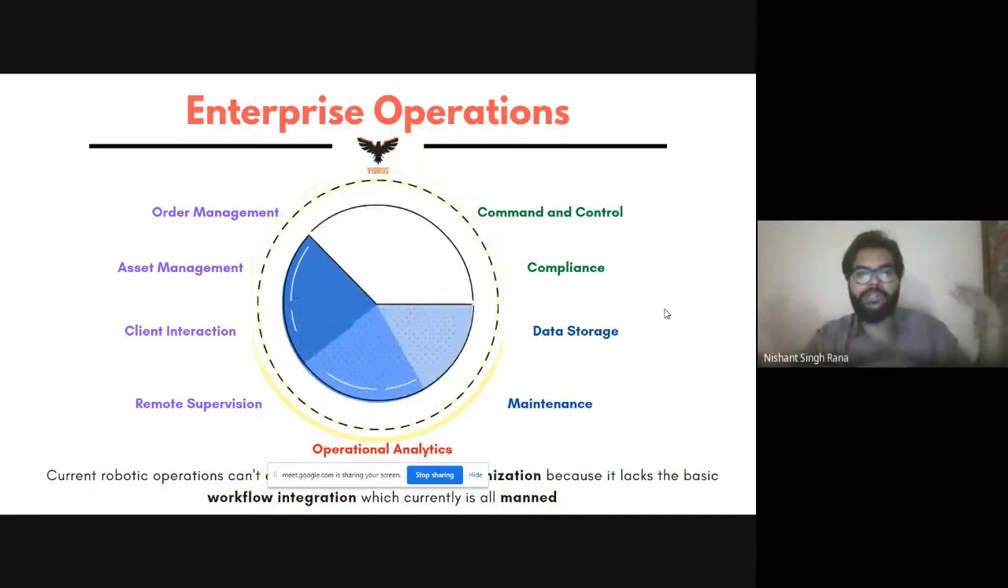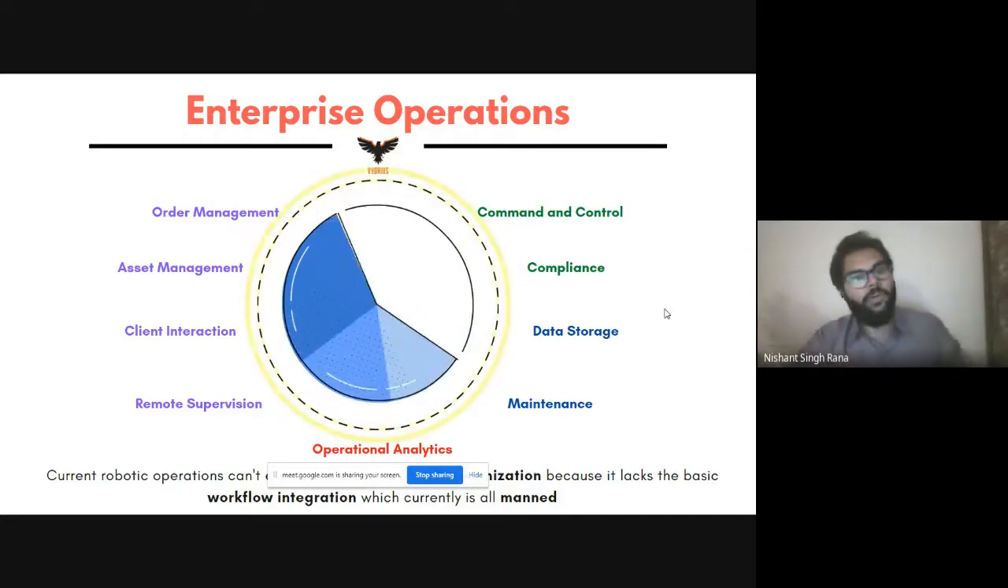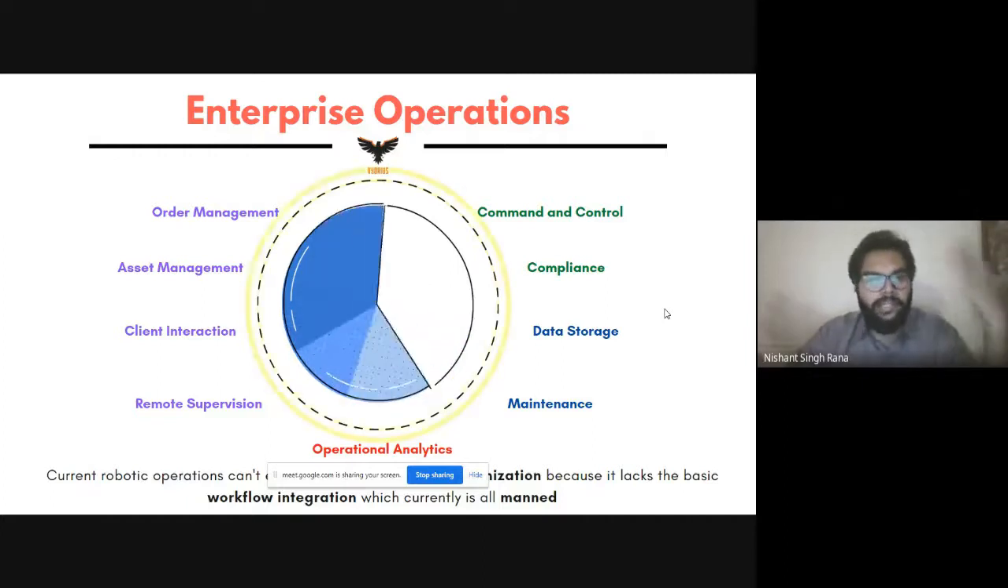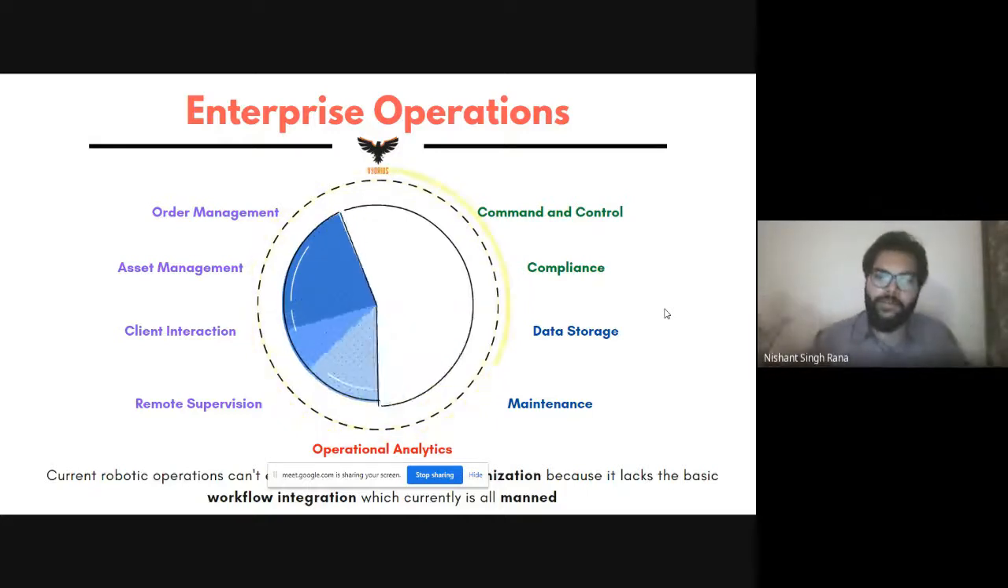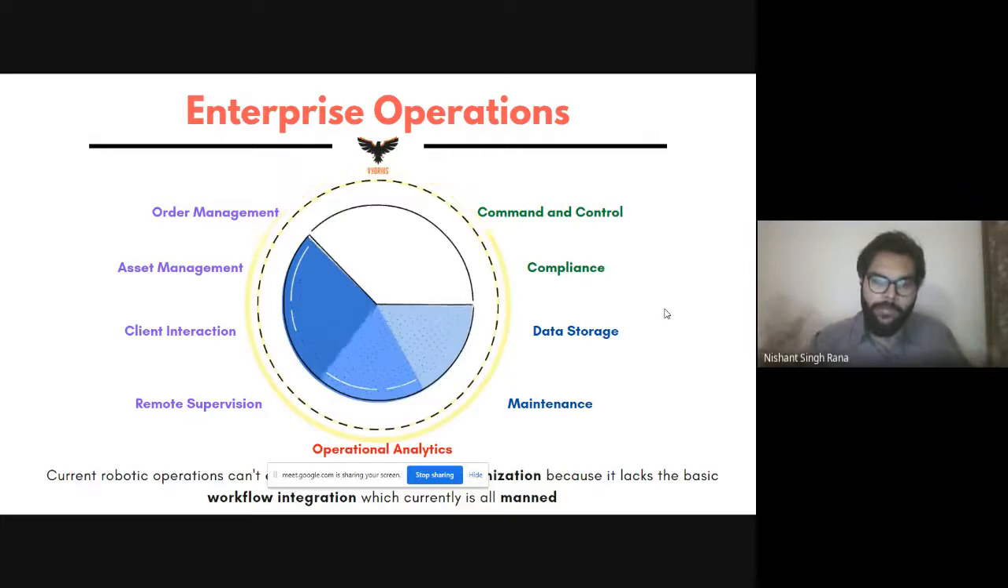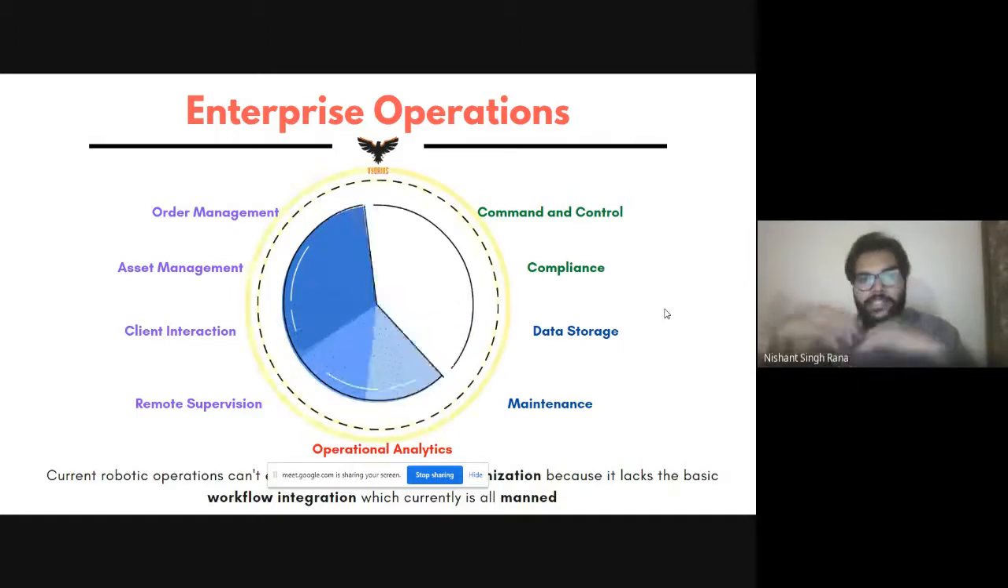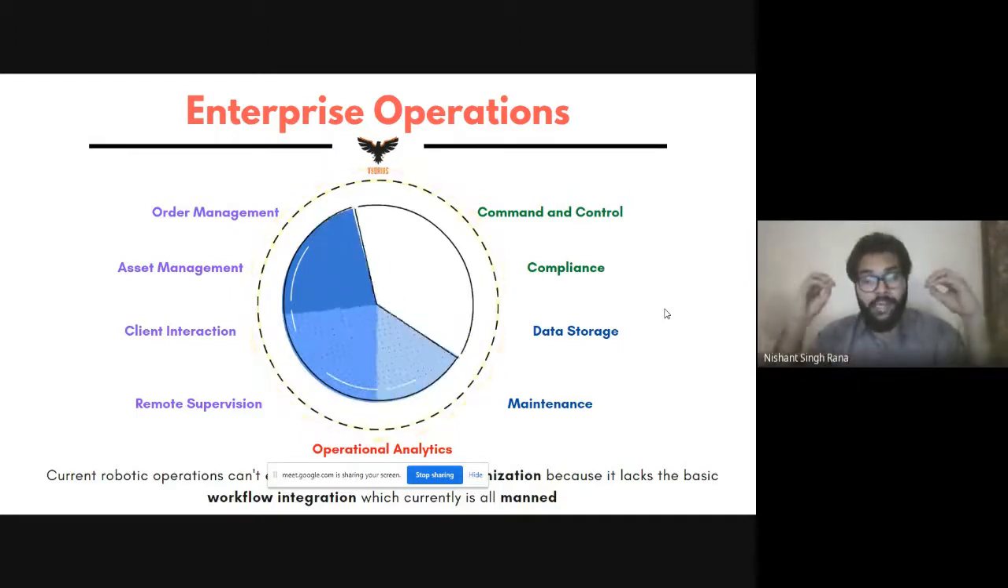So this is all the things that are right now being done by humans, but no one cares about that. No one talks about that. And if you think at an enterprise level, if you have like one client, or one drone, 10 drones, it's okay. Think about having 500 drones, and think about how many people you require in order to do the command control, the compliance, the data storage, maintenance, remote supervision, client interaction, asset management, order management, humans.